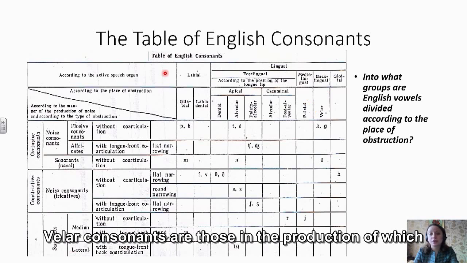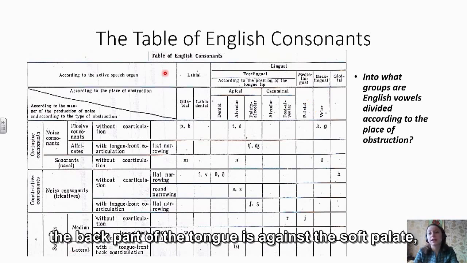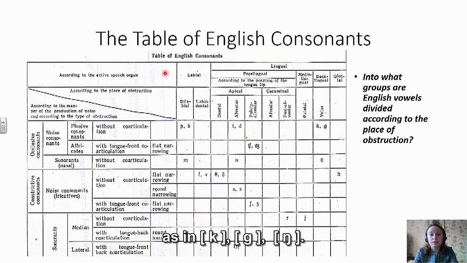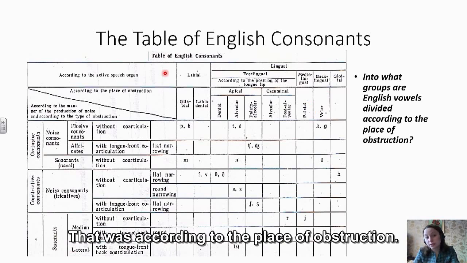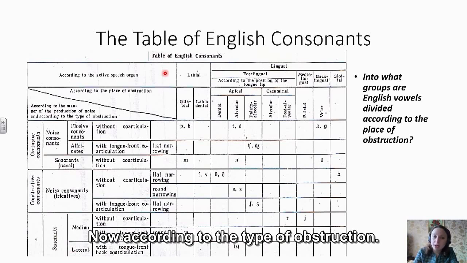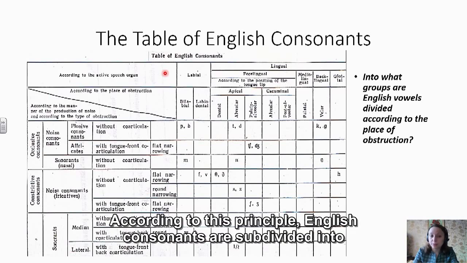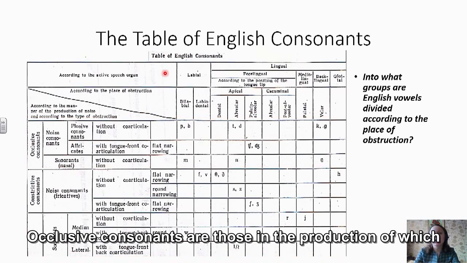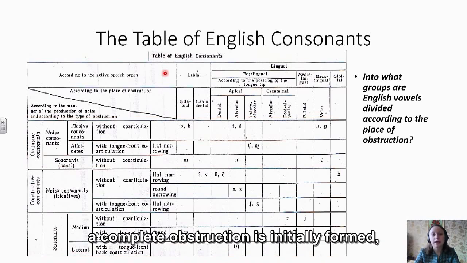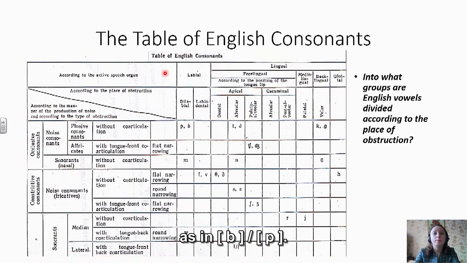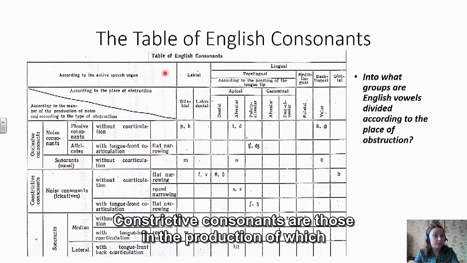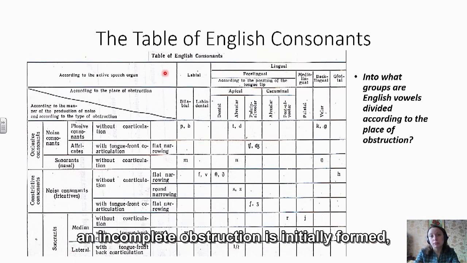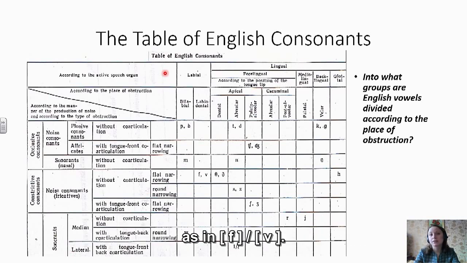Velar consonants are those in the production of which the back part of the tongue is against the soft palate, as in k, g, m. That was according to the place of obstruction. Now, according to the type of obstruction. According to this principle, English consonants are subdivided into occlusive and constrictive. Occlusive consonants are those in the production of which a complete obstruction is initially formed, as in b. Constrictive consonants are those in the production of which an incomplete obstruction is initially formed, as in f, v.